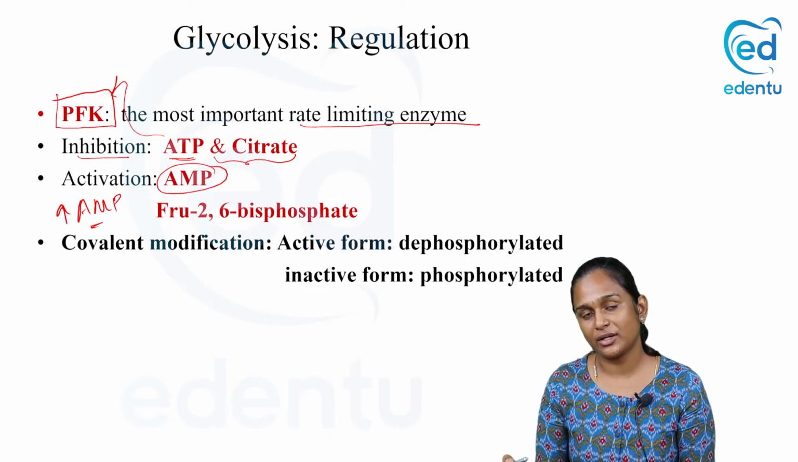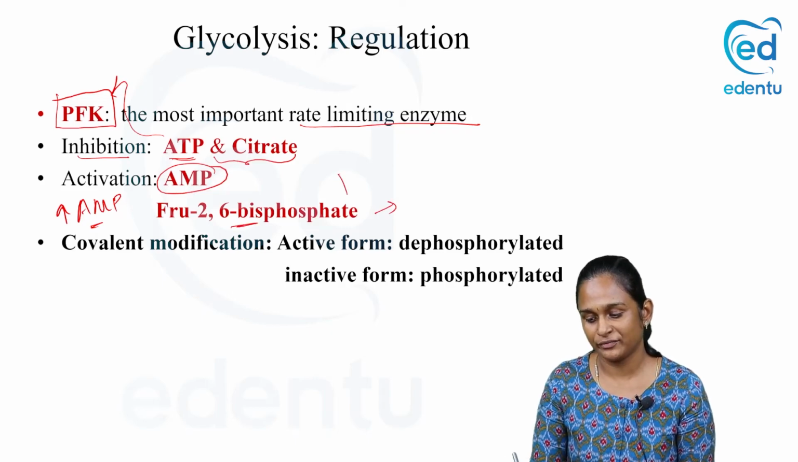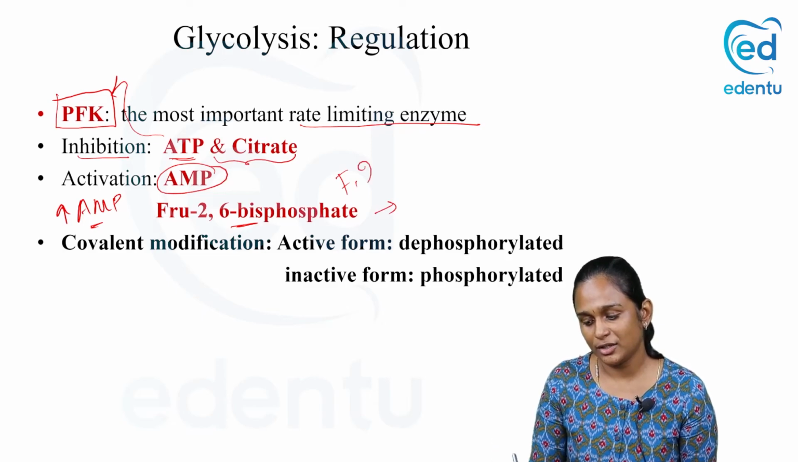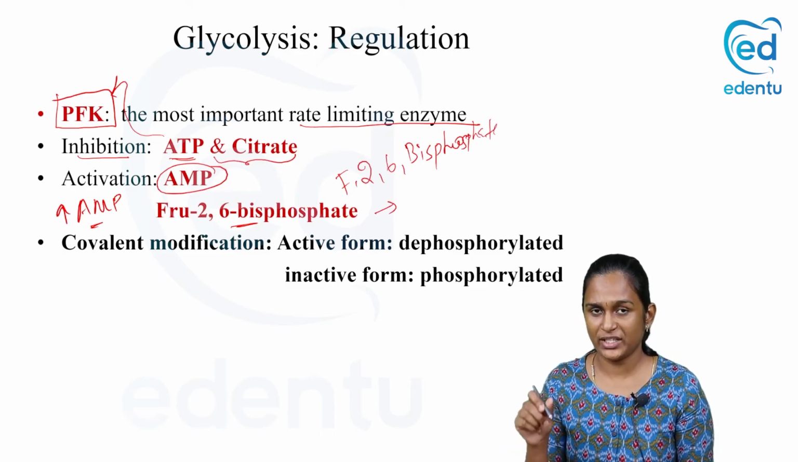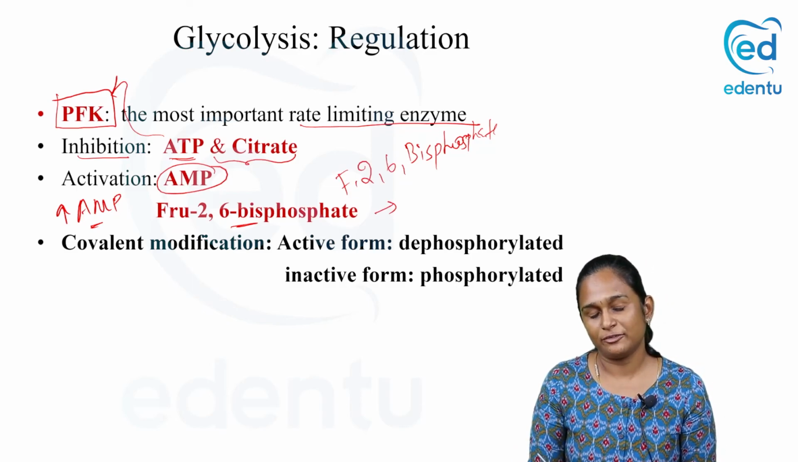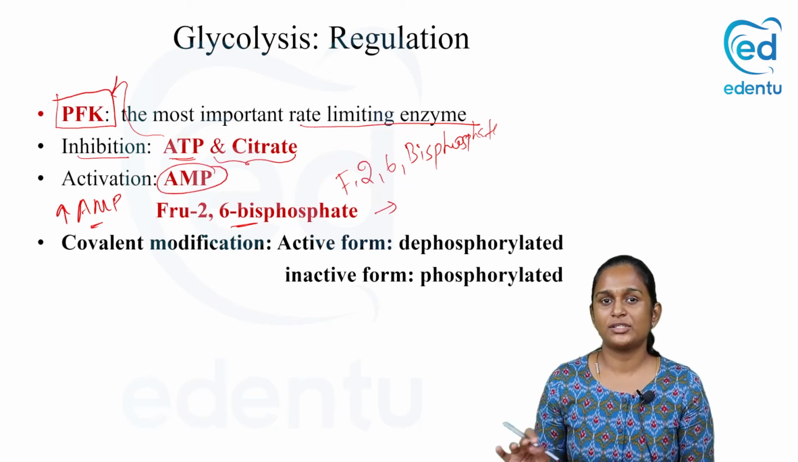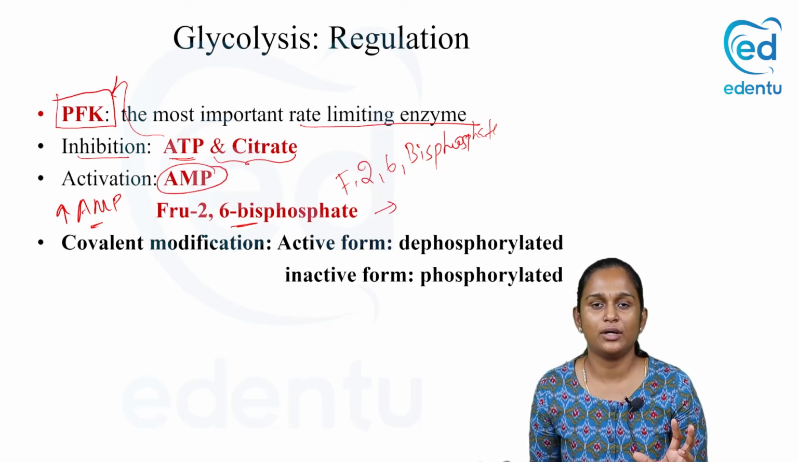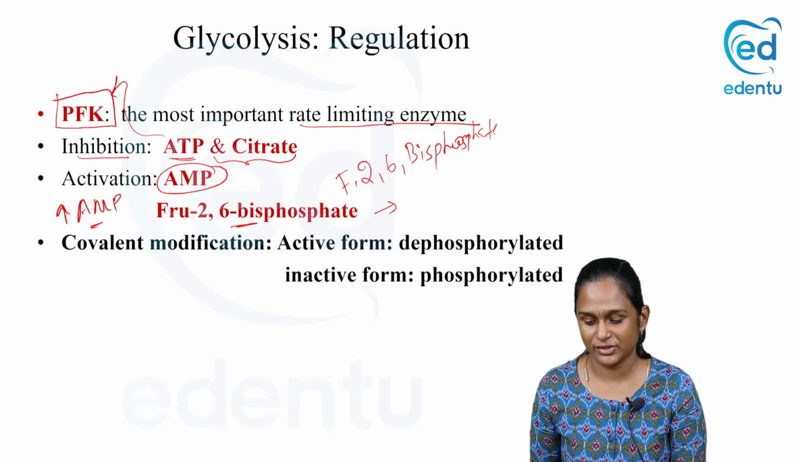The other allosteric activator, a very important activator, is fructose 2,6 bisphosphate. In the pathway we have synthesized fructose 1,6 bisphosphate. The other molecule, fructose 2,6 bisphosphate, is an allosteric activator of phosphofructokinase. When this is present more, it is going to bind to phosphofructokinase and activate it. So this is how phosphofructokinase activity is regulated allosterically, either by allosteric activator or by allosteric inhibitor.